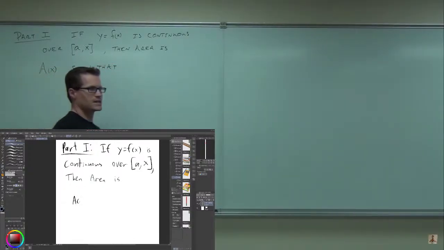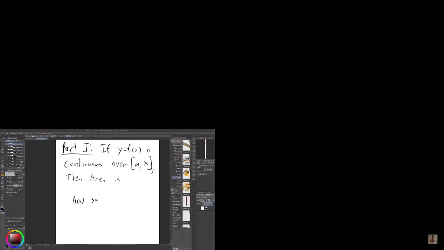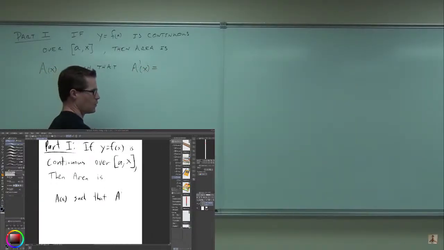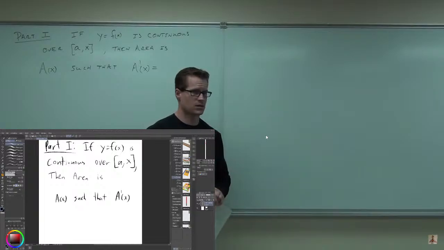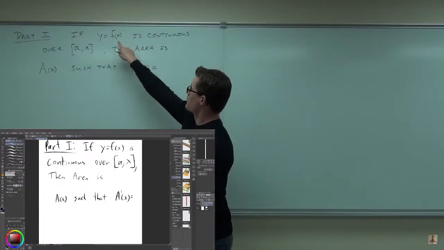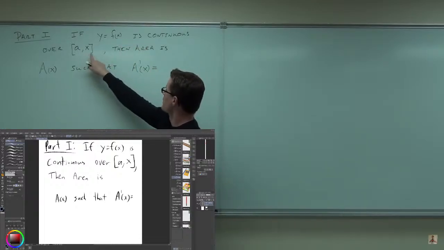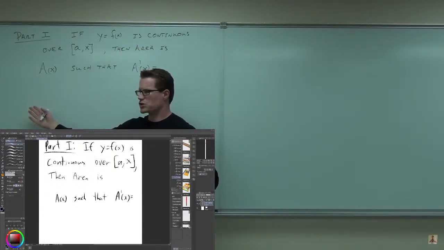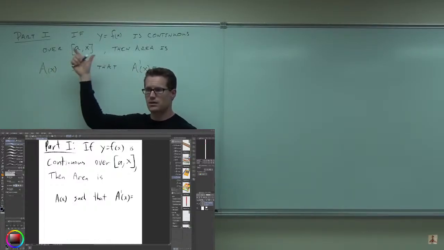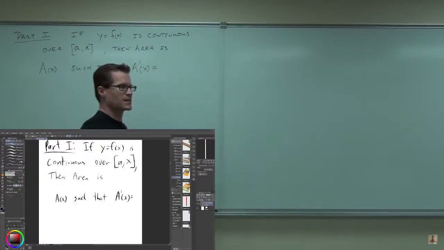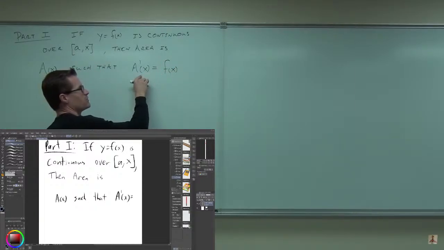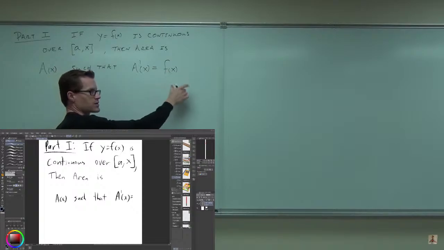such that when I take the first derivative of my area, what does it have to give me in this case? Say it again. Very good. So if f of x is continuous over this, then the area is A of x, some area function, and the derivative of the area function must give me back my original function. That was the antiderivative thing, saying that this is the antiderivative of that, treating this like a derivative going backwards.